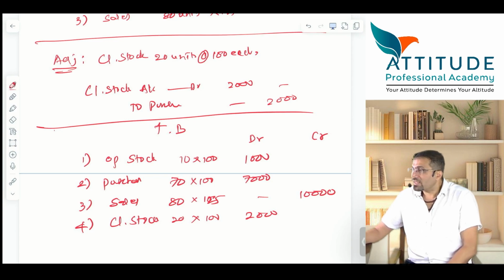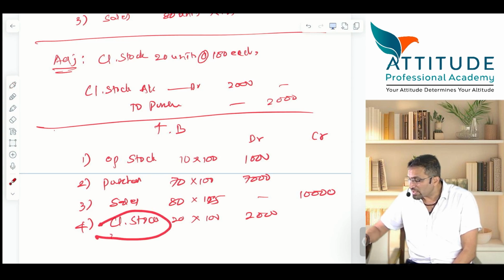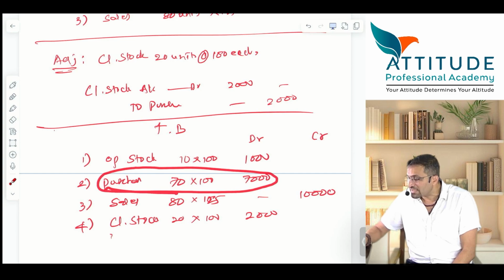Still the trial balance what? Tallies. Arey bolo bhai. So what is the meaning of it? The meaning is, bolo. If the closing stock appears in what? Trial balance, it means that purchases are not actual purchases. Purchases are adjusted purchases. What purchases?